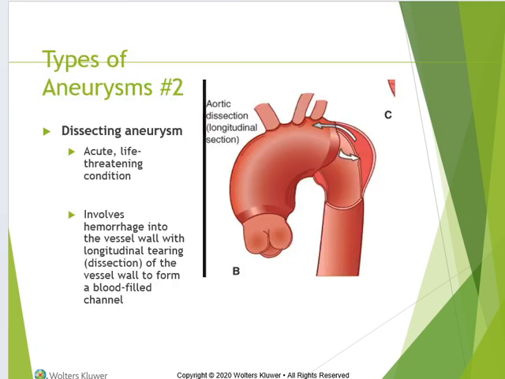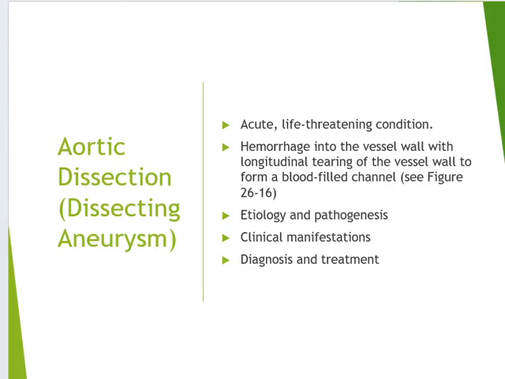The other type of damage we can see to arterial walls themselves is dissection. So this picture shows aortic dissection. You can see that longitudinal tearing or opening of the intimal wall itself of the artery. So this is an acute life-threatening condition. We're getting major hemorrhage into the vessel wall with this longitudinal tearing. It's weakening it and causing it to slowly rip or tear open. And we get this big blood-filled channel. Again, this is an acute life-threatening condition.